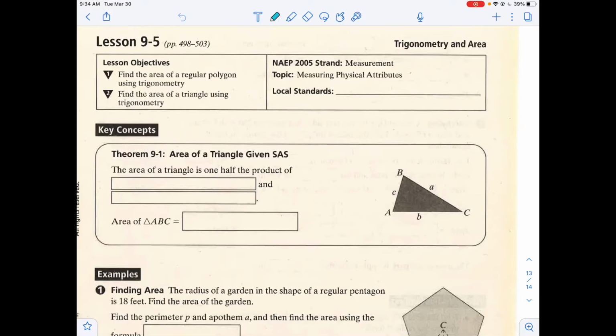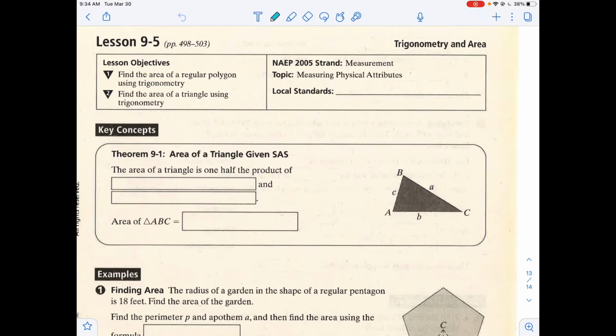Alright, lesson 9.5 is about trigonometry and area, and our objectives are to find the area of regular polygons using trigonometry and find the area of a triangle using trigonometry. So first we have a new theorem, theorem 9.1. This is about the area of a triangle given side angle side.